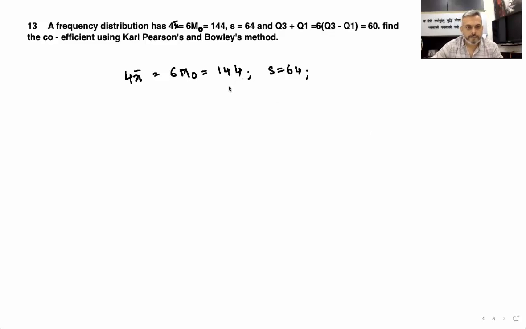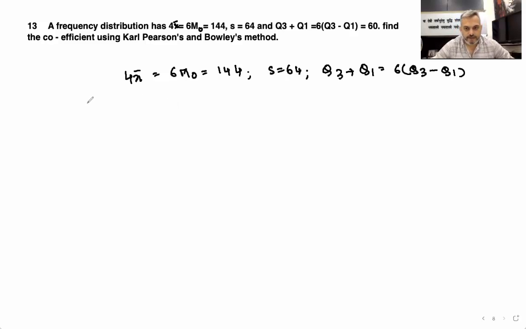So question number 13. The frequency distribution has 4 x bar is equal to 6 mode is equal to 144 and standard deviation is equal to 64. Q3 plus Q1 is equal to 6 in the bracket Q3 minus Q1. Find the coefficient using Karl-Pearson and Bowley's method. So we have to use both the methods, Karl-Pearson as well as Bowley.